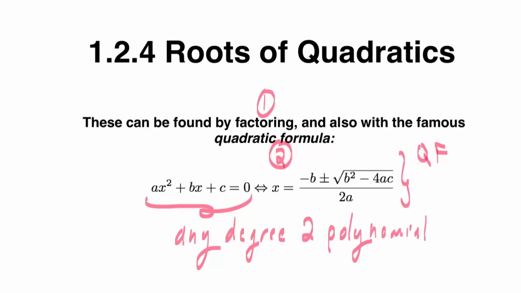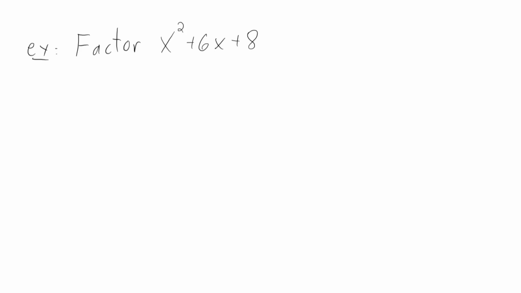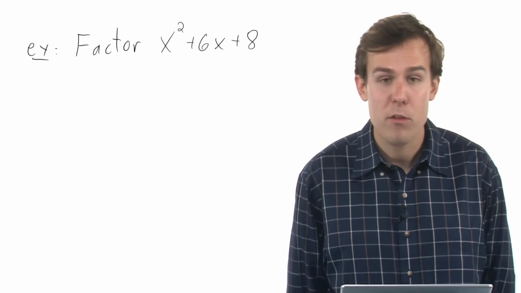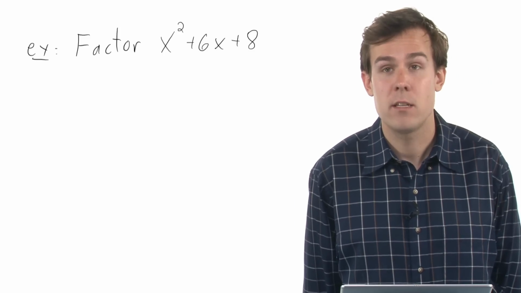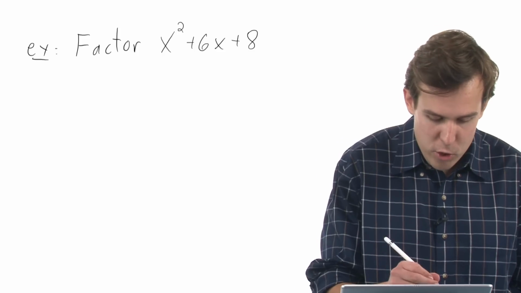So you sort of pay an upfront cost of remembering this formula, and then you get to use it forever. It's also somehow better because factoring only works sometimes. Quadratic formula works every time. I'm a quadratic formula guy, but other people prefer factoring. I'm going to show you examples with both. So let's look at one. So here I have a degree 2 polynomial that I would like to write as a product of linear polynomials, of degree 1 polynomials. So let me show you how I would do this.